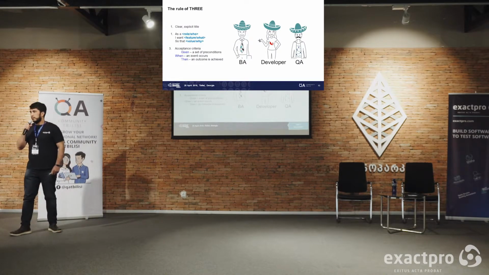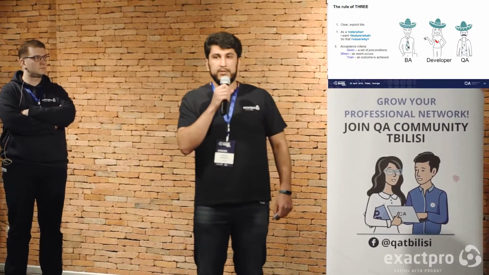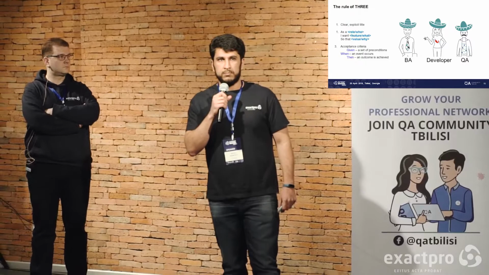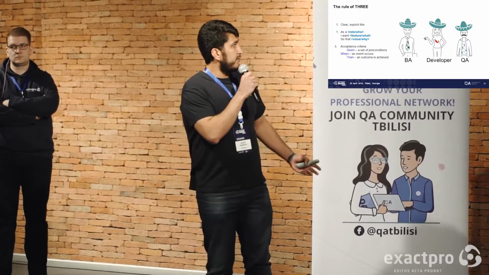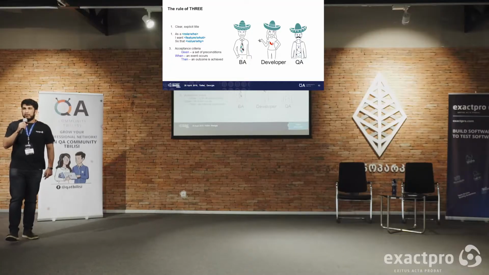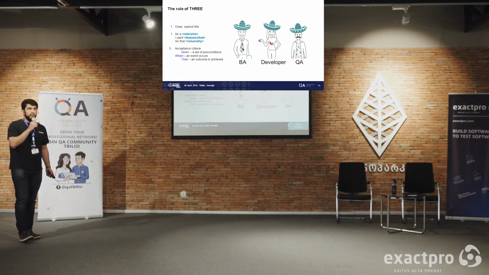At first, it should start with a very clear and explicit title. Then goes a description, which answers three questions. Who is the user of this story? What would he or she like to achieve? And why is it important to this user?